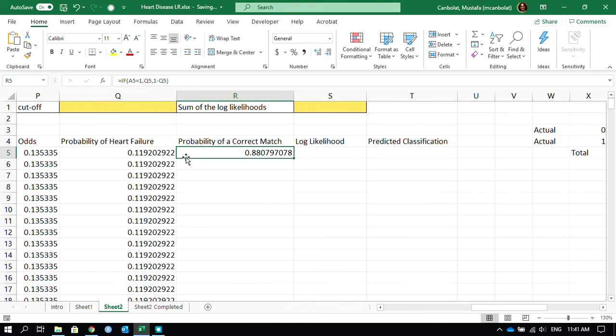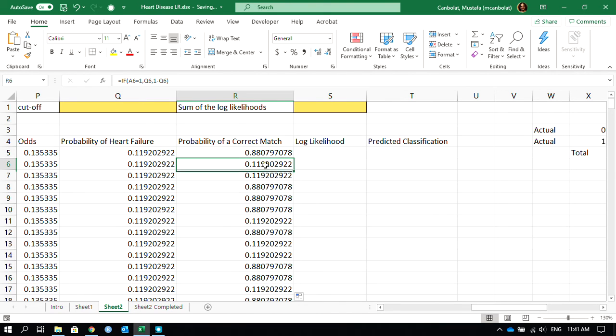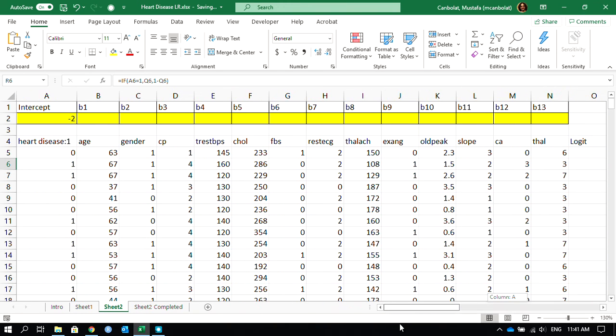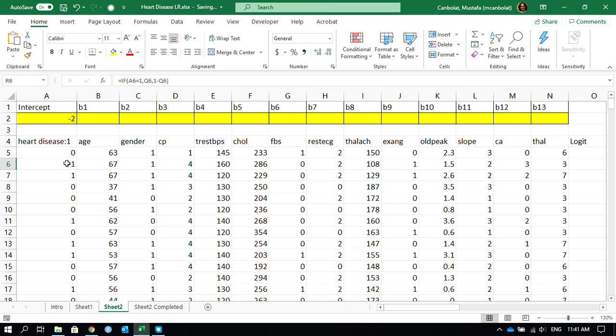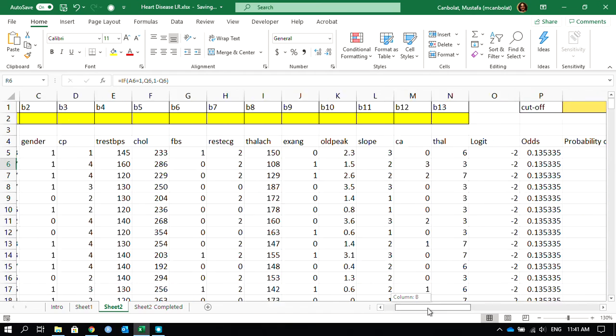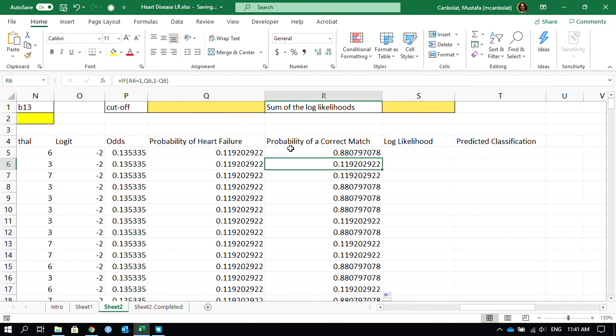So 88%, we were able to guess this one with this model. But the next one, we thought it was going to be 11%, but the correct match is not 11%. What we're seeing here is that this is 1, the 11%, I'm sorry, and that 11% is not a good indicator of a person who is going to have a heart disease. So what we are trying to do is maximize all of these probabilities at the same time.